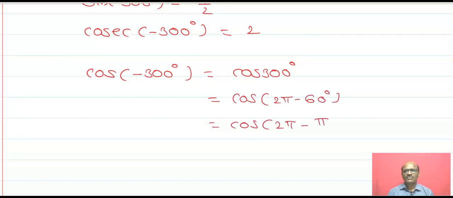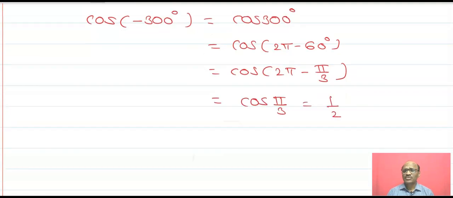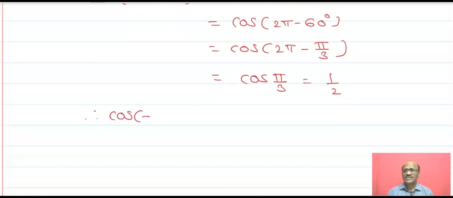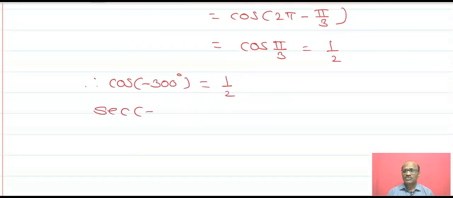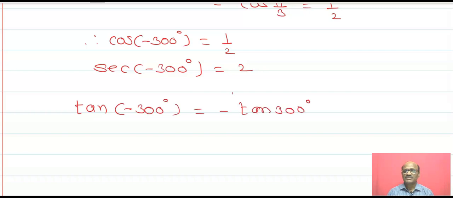Now cos of minus 300. Now cos of minus 300 means what? Cos of 300 and cos of 2 pi minus 60. 60 means pi by 3. Then you will get, and it is in the fourth quadrant, cos of pi by 3, that is equals to 1 upon 2. And that's why sec of minus 300 is equals to again 2.